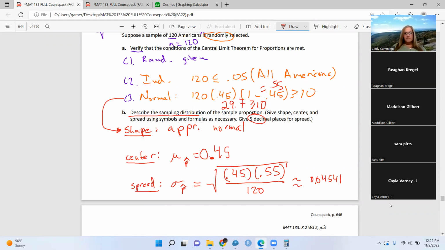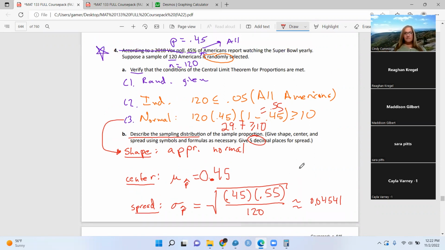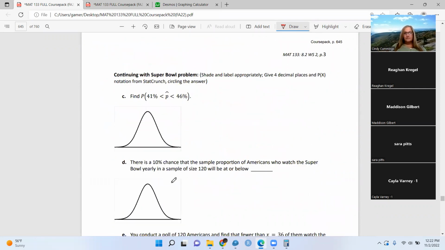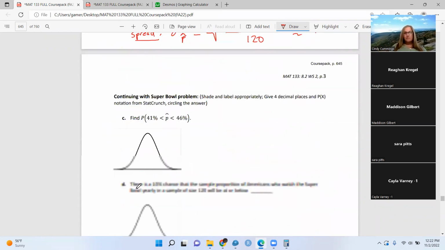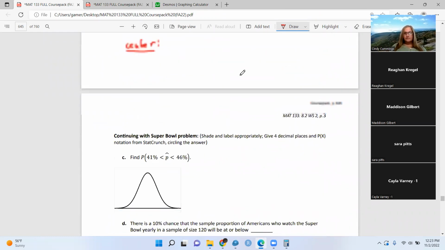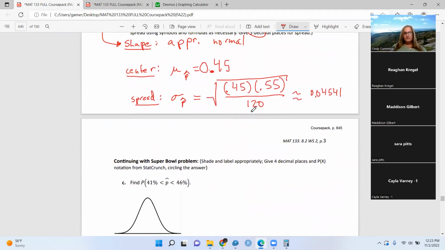I know some of you will trust me when I say this is the final exam question. This is what it will look like. A prompt. Verify you can do it. Tell me the distribution. Now do some calculations. So these 4 calculations, these 4 questions are based off of what we just did. It might be helpful to write at the top of the page, mu of p hat is 0.45. That's what you need in StatCrunch.